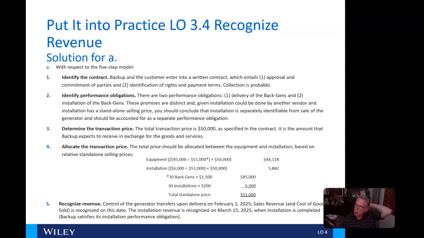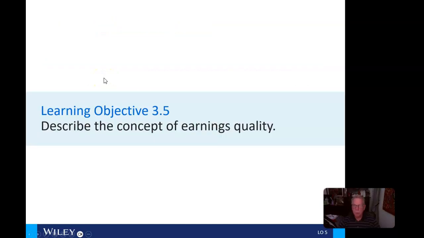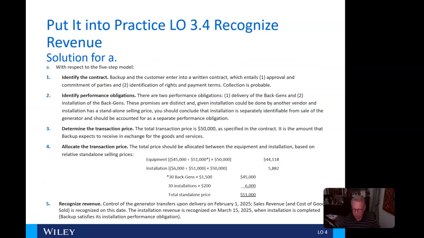Okay, so with respect to the 5-step model, we're going to identify the contract here. Identify the performance obligations here. Determine the transaction price. The transaction price is $50,000 as specified in the contract, and Backup expects to receive it in exchange for the goods and services. So, in step 4, we have to allocate the transaction price.